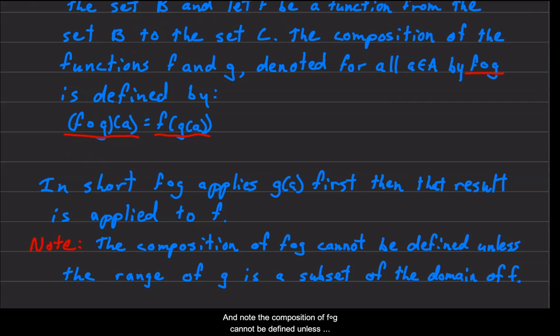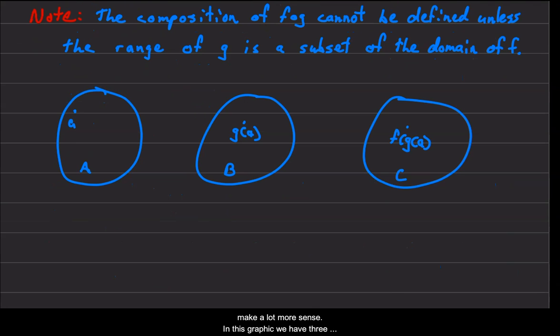And note, the composition f composed with g cannot be defined unless the range of g is a subset of the domain of f. That's a lot of words. Next we'll take a look at an image that'll show what this means and hopefully make a little more sense. In this graphic we have three circles, set A, set B, and set C.